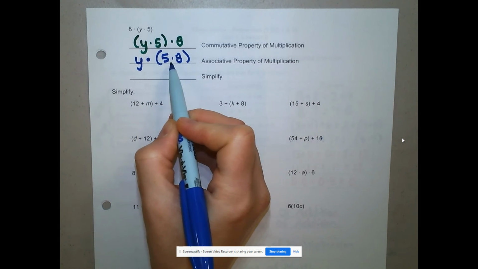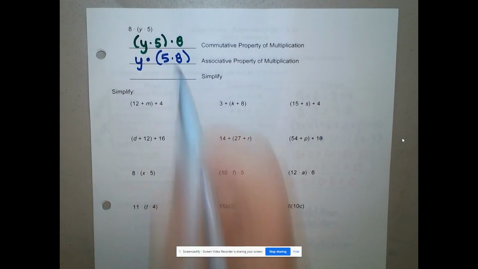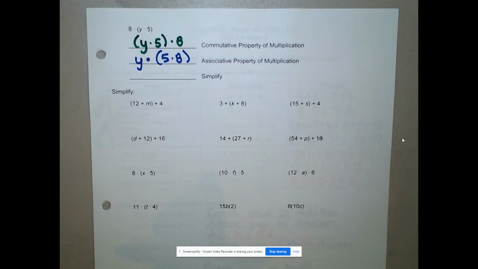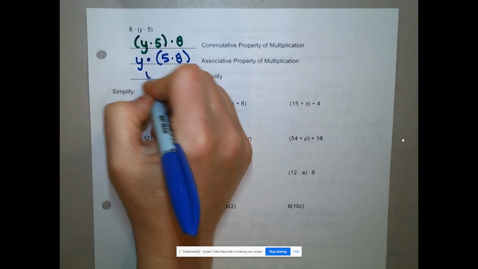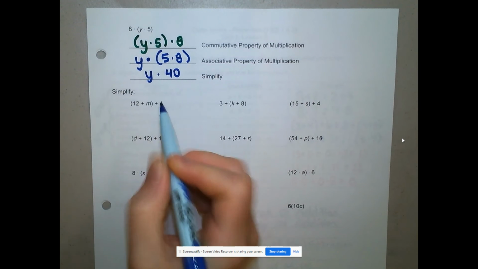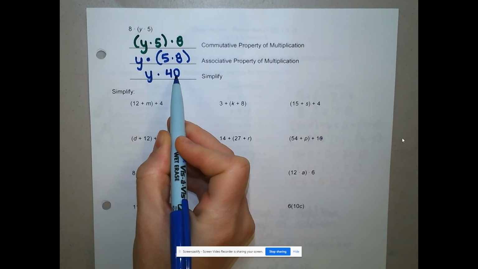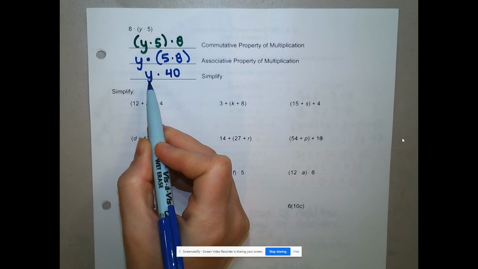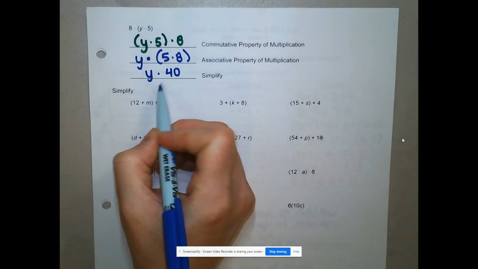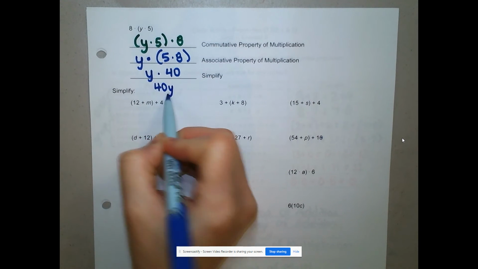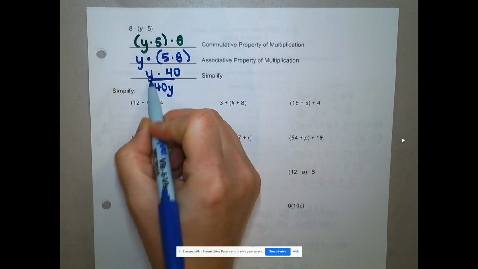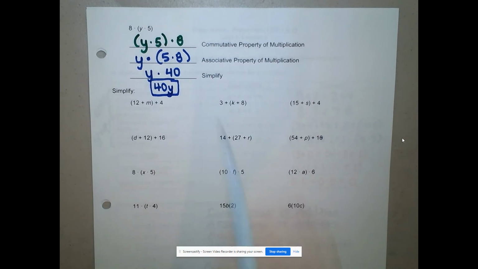And notice what I did. I got the two digits, 5 times 8, which I know are worth 40. So I would have y times 40. Best way to write that is with the number, the coefficient, in front of the variable. Now this is multiplication, so we could write it with the number bumped up against the variable, and the number always comes first, variable comes second.